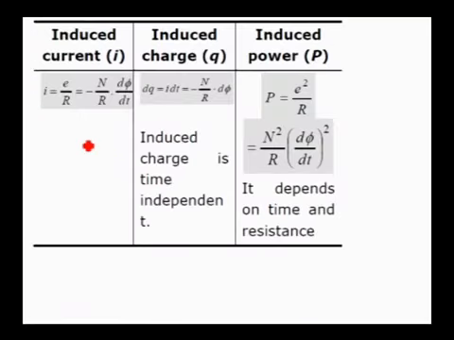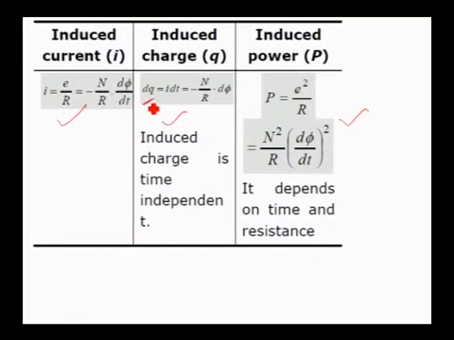There are few expressions here. First expression is related to induced current, second expression is related to induced charge, third expression is related to induced power. Once we get an EMF, we know current is always EMF divided by the resistance, and EMF is N into d phi by dt divided by R.